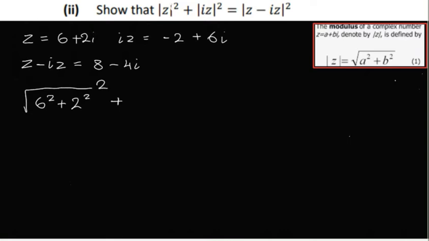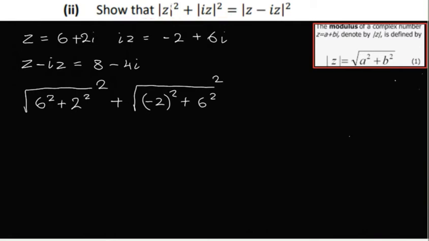And the second part now is the modulus of iz squared. So we have that above, and we have minus 2 for the real, and we have plus 6 squared. So let's put all that in the square root again for the modulus. Okay, so we have this side completed now.